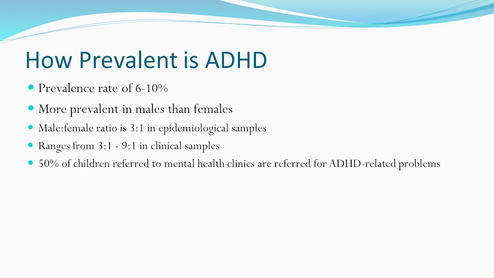What is the prevalence? We know that it occurs in boys more than girls at a ratio of 3 to 1. In adulthood, it evens out a little bit more, but it's still 2 to 1, okay? The rate is 6 to 10% of the population. It's more prevalent, like I said, in males than females. Why that happens, I don't know, but it is. Females are more likely to be inattentive, and males are more likely to be hyperactive or have the combined type. 50% of children referred, again, to mental health clinics will have ADHD.